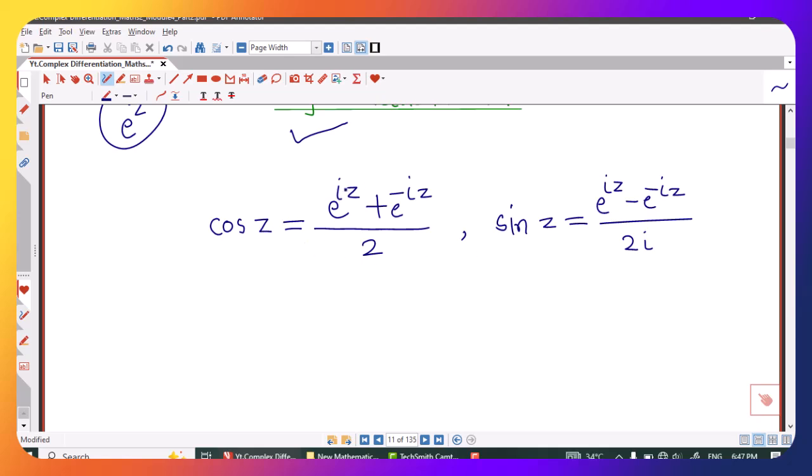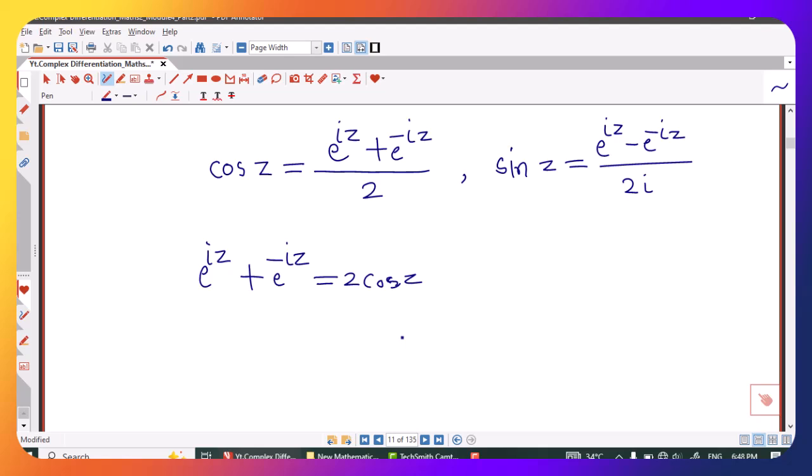So these are the definitions of complex cosine and complex sine functions. Cos z is defined as e to the power iz plus e to the power minus iz divided by 2, and sin z is defined as e raised to iz minus e raised to minus iz divided by 2i. And from this you can see that e raised to iz plus e raised to minus iz is 2 times cos z. Similarly, e raised to iz minus e raised to minus iz is 2 times i into sin z.